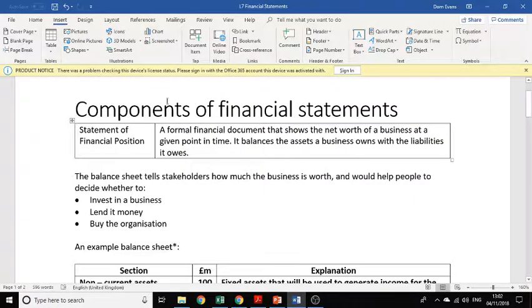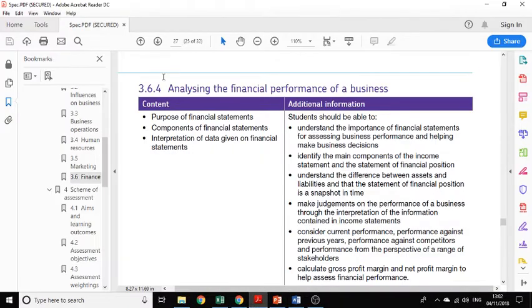Hi, this video is going to look at the components of financial statements. Why am I doing this? Well, it's one of the things that you need to know about in this section here in the specification, analysing the financial performance of the business.